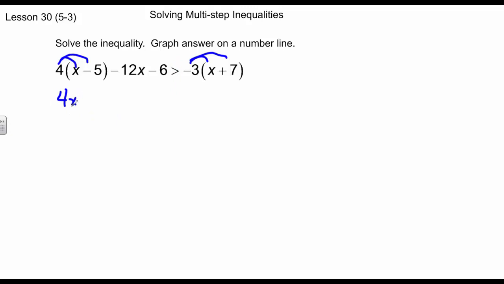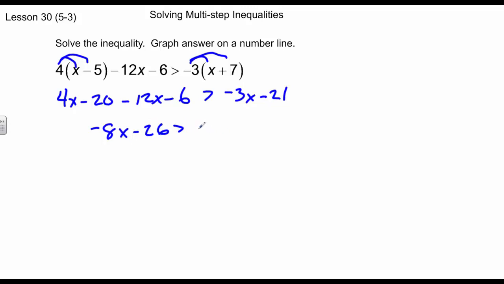So I have 4x minus 20 minus 12x minus 6 is greater than negative 3x minus 21. I'm going to combine like terms on both sides of my equation. I have a negative 8x on my left minus 26 is greater than negative 3x minus 21. Now I have a personal preference. I like to keep my x values positive so I don't have to worry about reversing the inequality. So if I'm going to do that, I'm going to add 8x to both sides. And you don't have to do this, but I just prefer it.